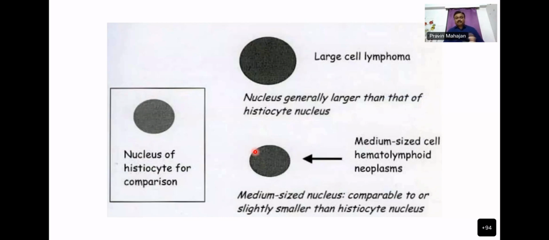Now there is another thing you can check. You can even check the lymphocyte size. Let's say you have mature lymphocytes, reactive lymphocytes, in the background.